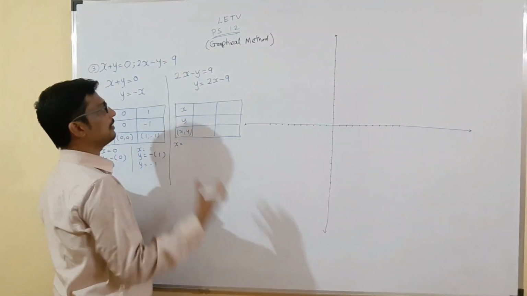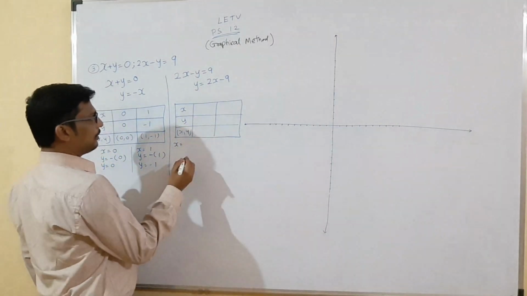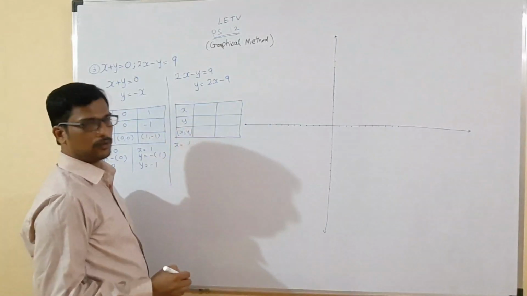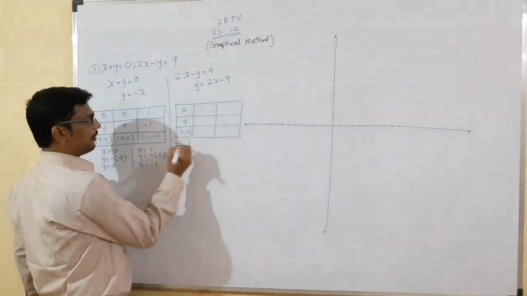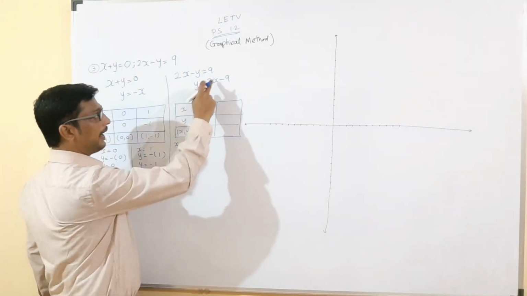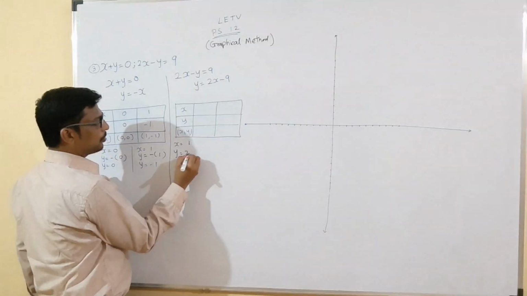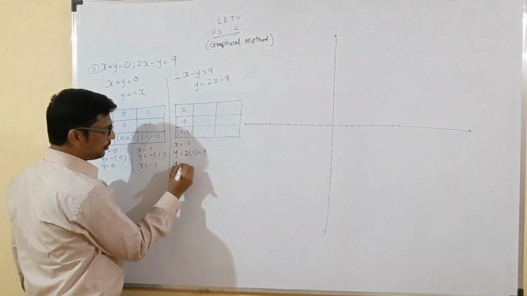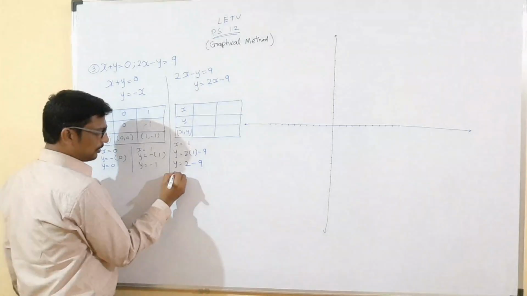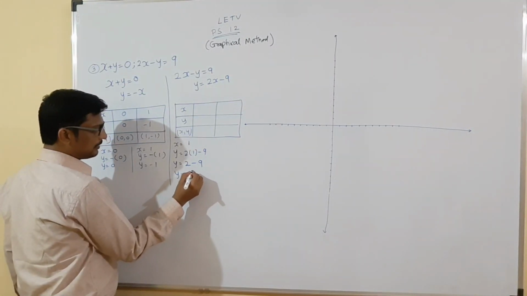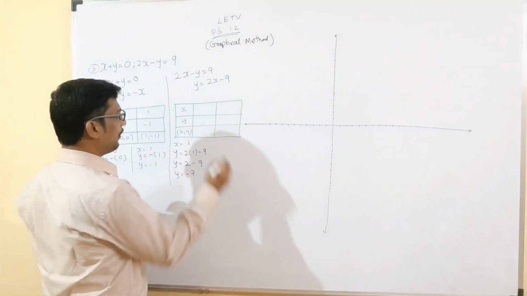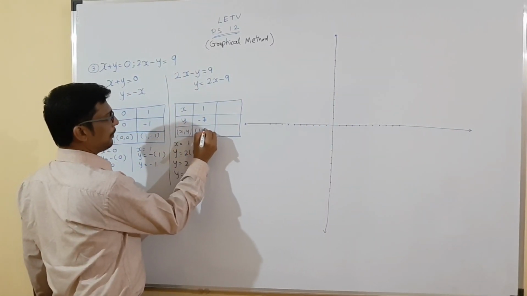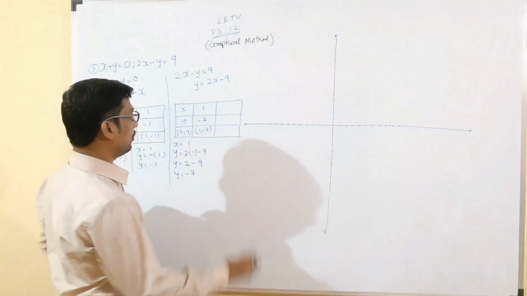So I am assuming something. Let x is equal to 1. So when my x is 1, what will happen to y then? So y is equal to 2 into x minus 9. Fine. So y is equal to 2 minus 9, so y is equal to minus 7. So when my x is 1, y will be minus 7. The required point is 1 comma minus 7, isn't it?